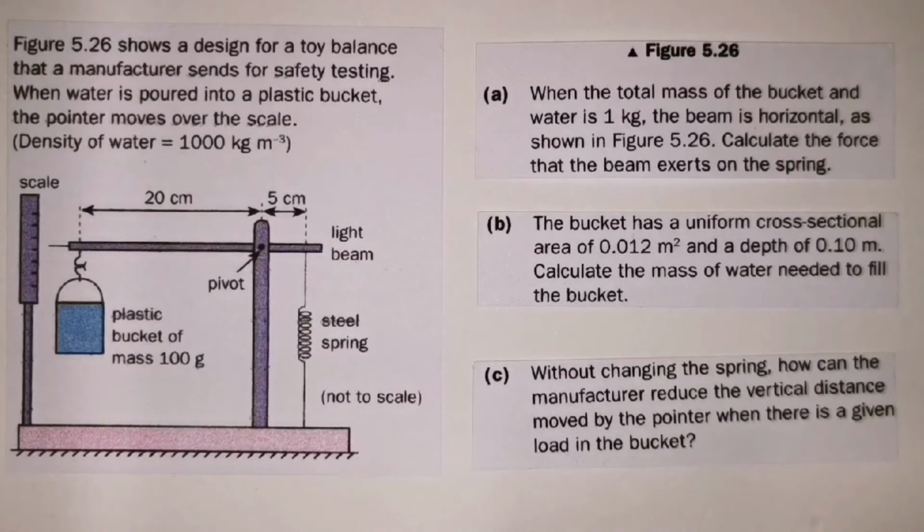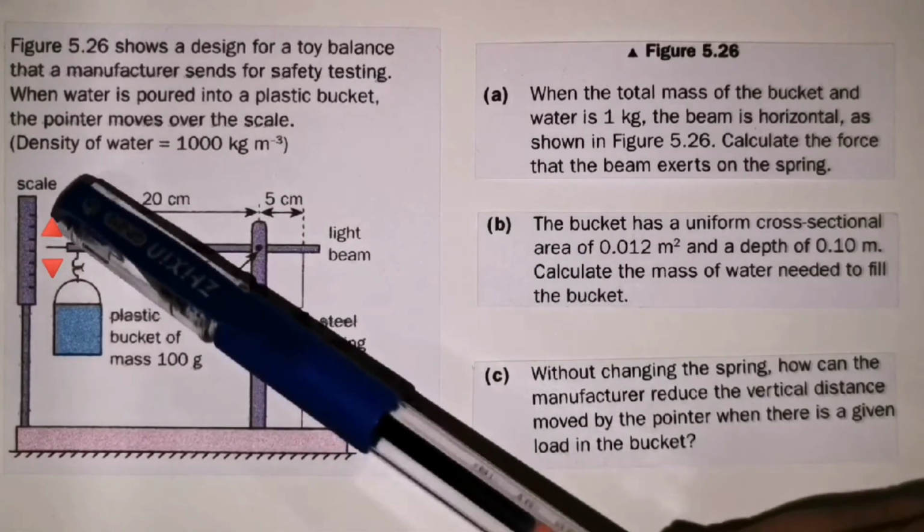Okay, Bismillahirrahmanirrahim. So this is the question that you need me to explain. Figure 5.26 shows a design for a toy balance that a manufacturer sends for safety testing. When water is poured into a plastic bucket, the pointer moves over the scale. So if we look at the pointer there, it will move up or down.